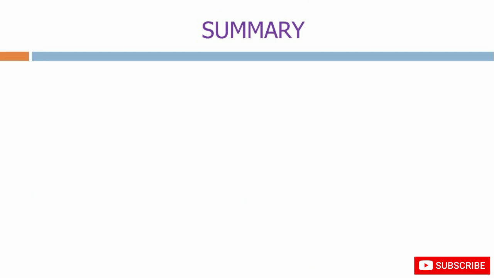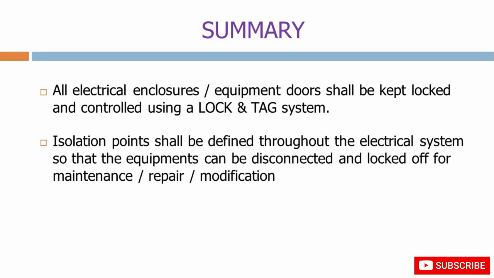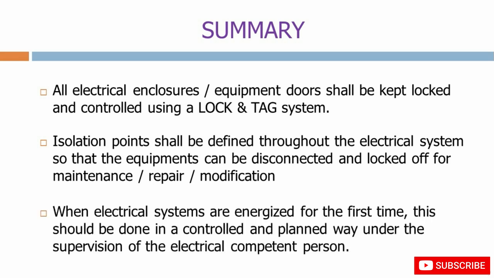Let's summarize what we've learned today. All electrical enclosures and equipment doors should be kept locked and controlled using a lock and tag system. Isolation points should be defined throughout the electrical system so that the equipment can be disconnected and locked off for maintenance, repair or modification. When the electrical systems are energized for the first time, this should be done in a controlled and planned way under the supervision of the electrical competent person.